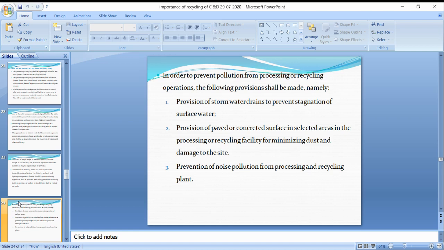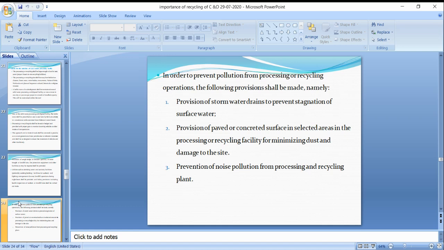So if you're at the waste, you should see that this should not store the water. Provision of paved or concrete surface in selection areas in the process of recycling facilities for minimizing the dust. If you provide a concrete area, a concrete pavement, then it will reduce the dust at that place.